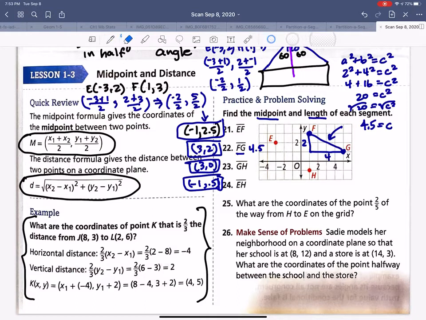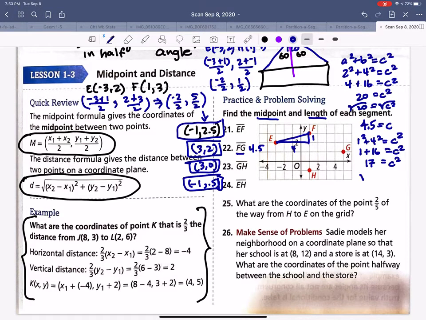Now let's look at EF. Okay, so I'm going to look at EF. This is 4 and that's 1. So that'd be 1 squared plus 4 squared equals the hypotenuse, c squared. So I get 17. So if I take the square root of both sides, what is the square root of 17? I get 4.1. Okay, that looks about right. A little longer than 4, so that's 4.1.